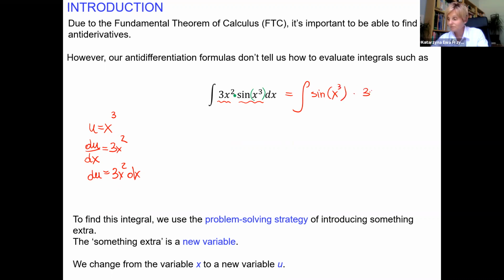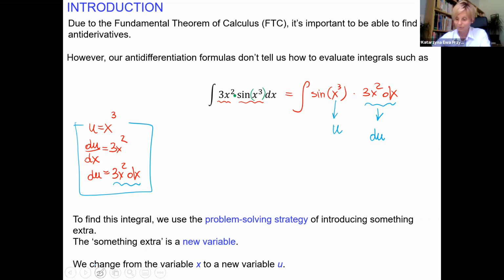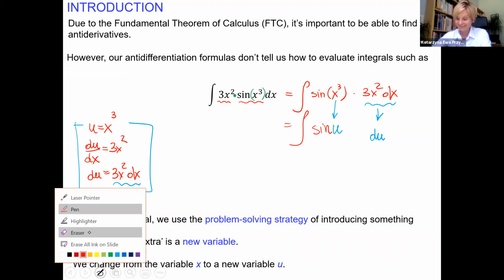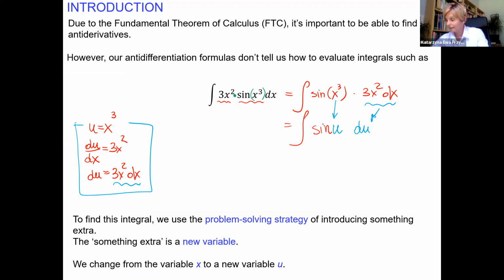Sine x cubed times 3x squared dx. And we can see that 3x squared dx happens to be the derivative of that x cubed. This part can be rewritten as a du from our table. And x cubed is just u. That's what we decided. Our integral looks like sine of u du. Right? So easy. Of course, by introducing this one extra variable, we did simplify our integral.